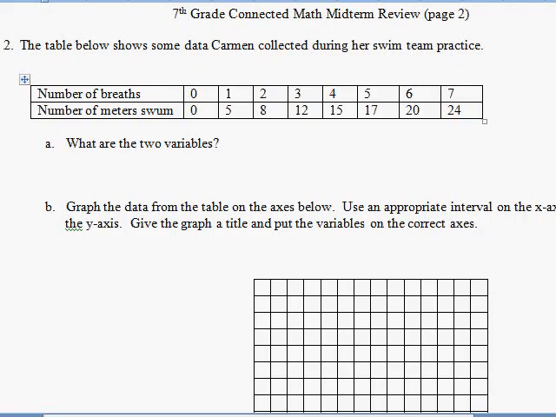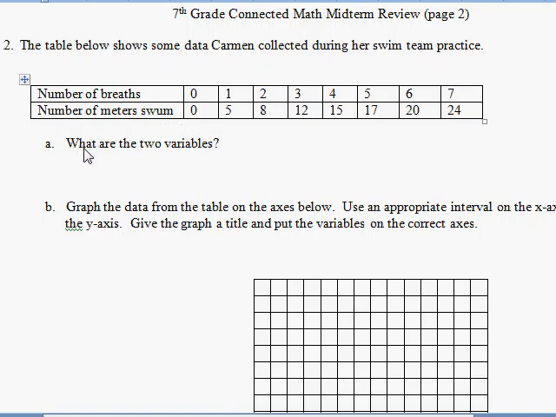7th grade Connected Math midterm review, page 2, number 2. The table below shows some data Carmen collected during her swim team practice. And we have number of breaths, and they show you 0, 1, 2, 3, 4, 5, 6, 7, and number of meters swum. And you have all that information there.